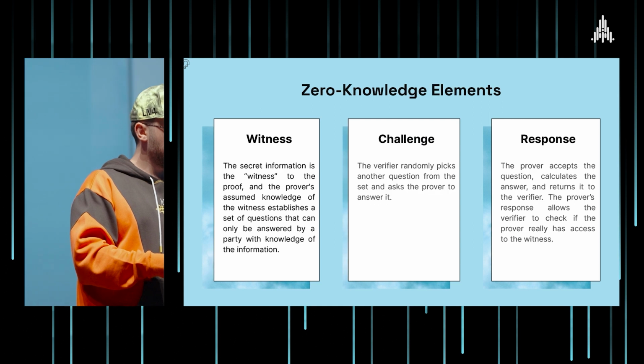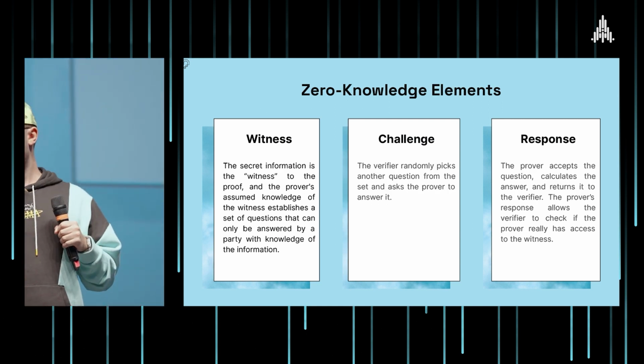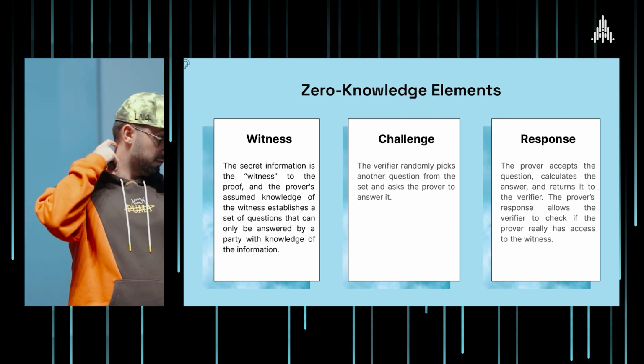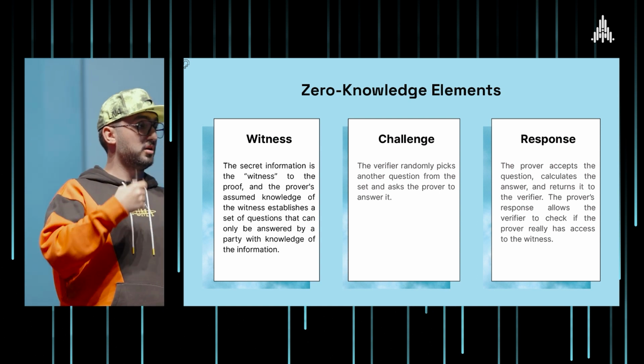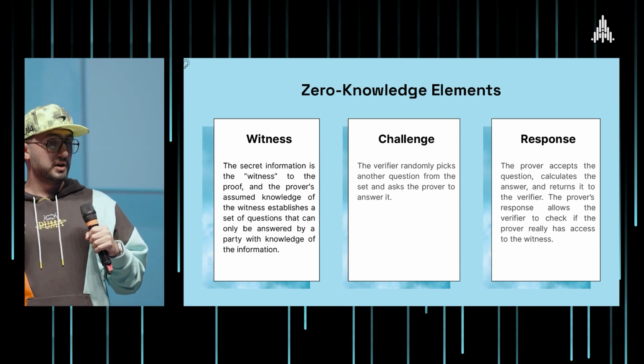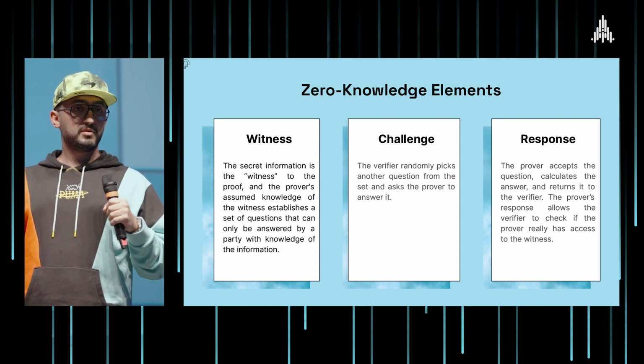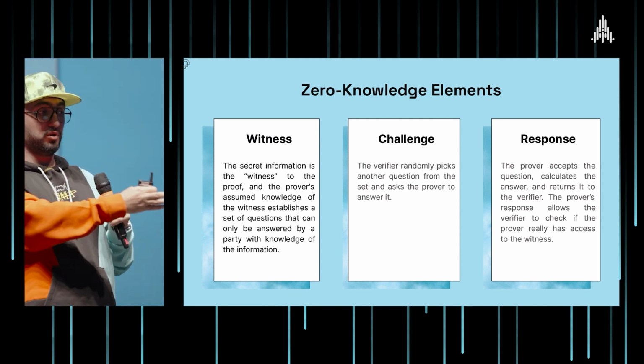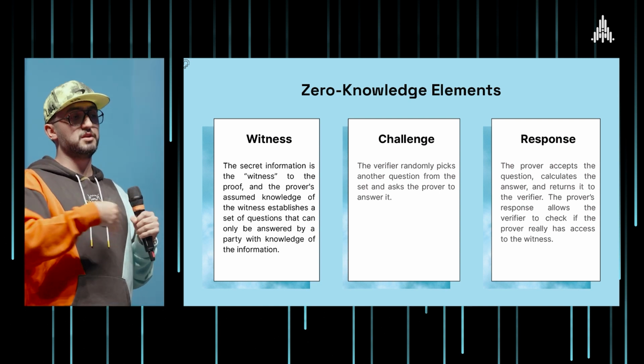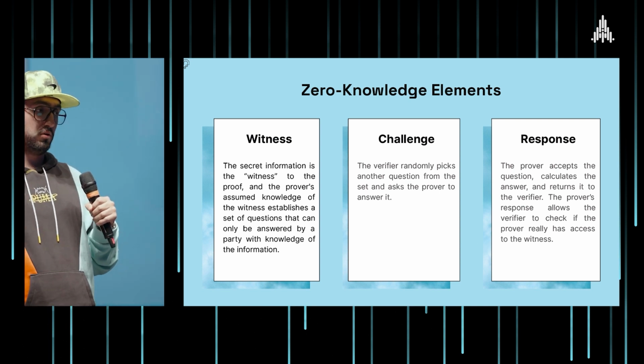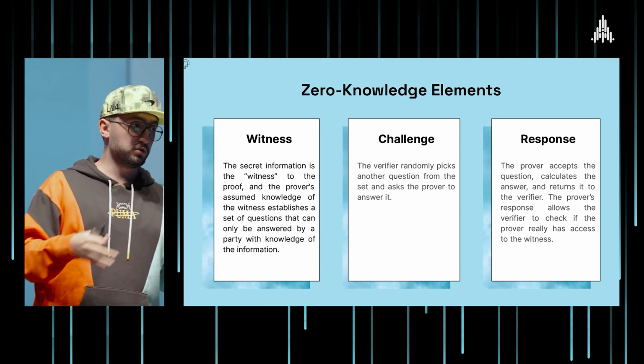Okay, witnesses. I need to be a little bit fast. Witnesses are values that we don't want to share with others, which we use to create our zero knowledge proofs. If we give our witness values, that means they know our results. It's not the case. We don't want to do this.